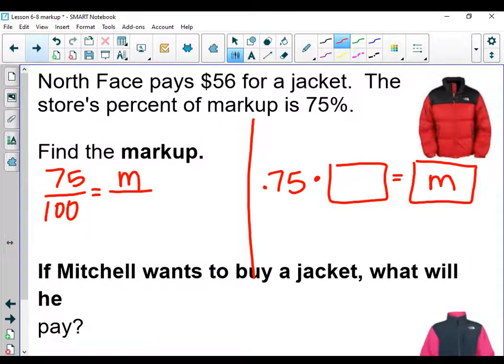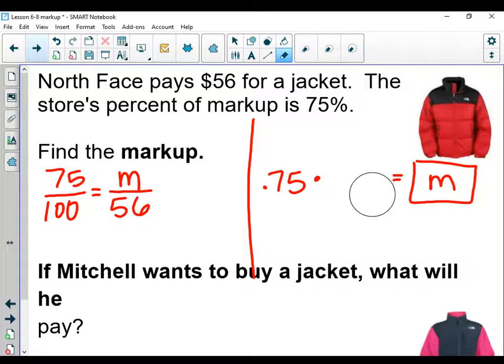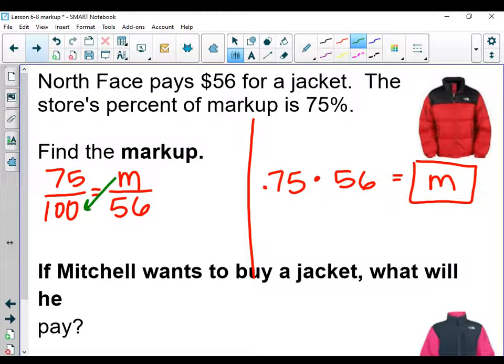Find the markup if it costs them $56. Once you get it set up correctly, cross productors, you know what to do. Equationers, multiply left to right. And you can today. Yay! Go.